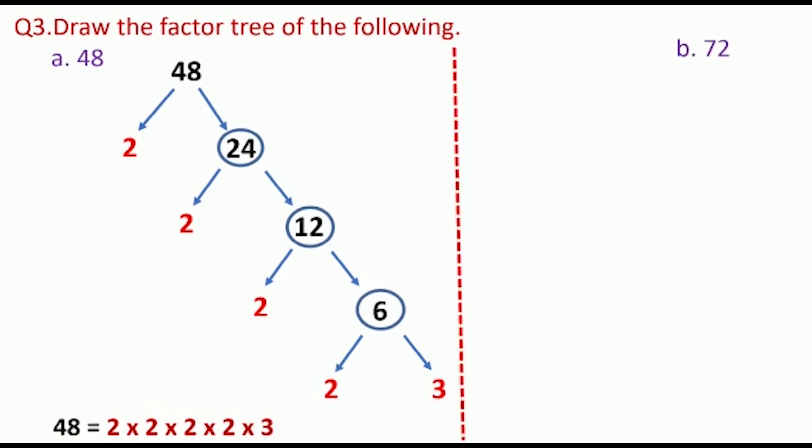See here the next question. Question number B is 72. This 72 can also be divided by 2 because here the last digit is 2 and 2 is an even number. So this 72 can be divided by 2. So write 2 here, then divide this 72 by 2. You will get 36.